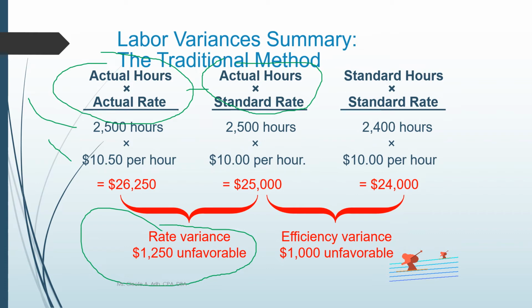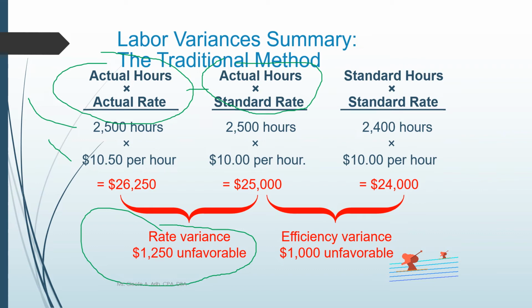10.5 per hour. How was 10.5 per hour computed? That's 26,250 divided by your 2,500 hours. So if we notice, your actual rate is higher by 50 cents compared to your standard rate. Your actual rate is 10.5 while your standard rate is only 10. So, we have an unfavorable variance of 1,250. That's 2,500 times the 50 cents per hour.